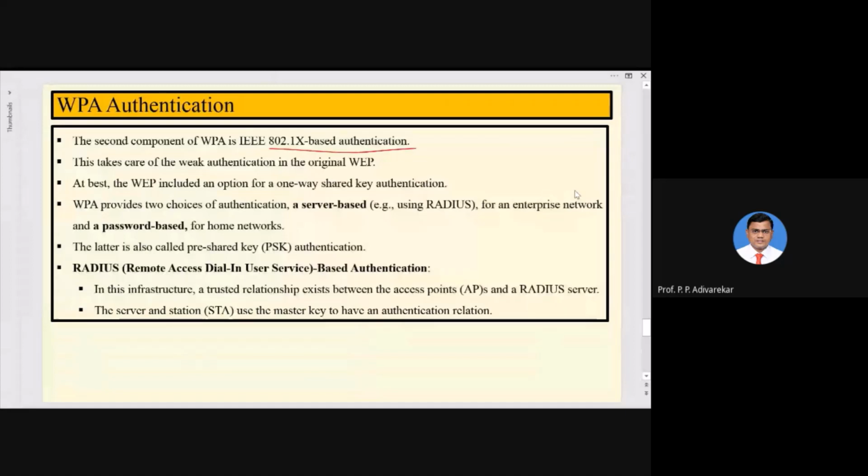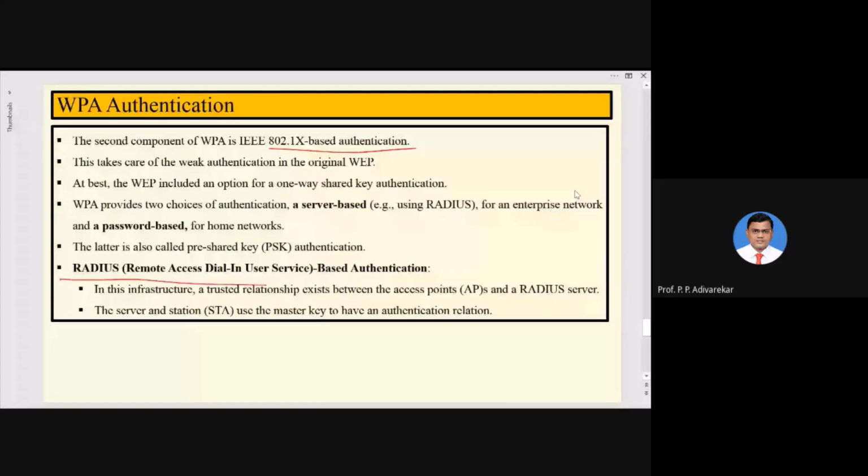Because WEP was one way. In WEP, authentication was one way. So the access point used to authenticate the user, but the user does not know whether the access point is real or fake, because the communication is happening in one direction. So two-way authentication is the 802.1x based authentication method.